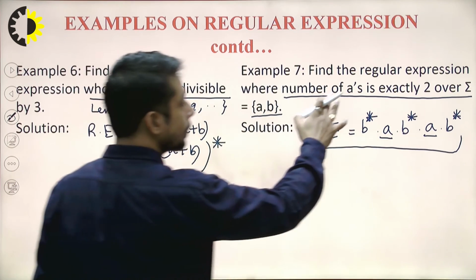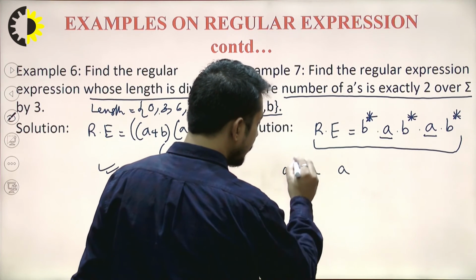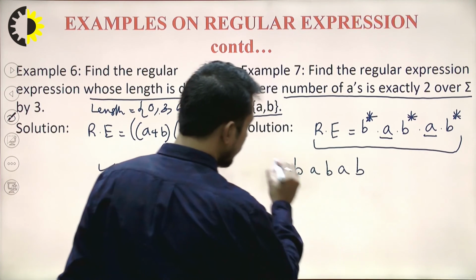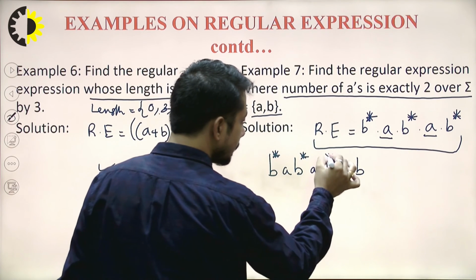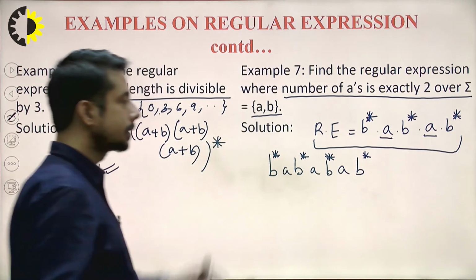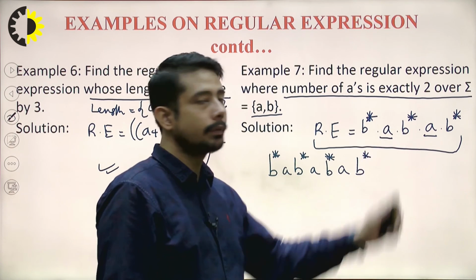If it's number of A is exactly 3, then it will be A. In between that B can come, right? And last also B can come. And B can be n number of times. It depends. So this is how we can do it. This is actually number of A exactly 3. And this is number of A exactly 2.